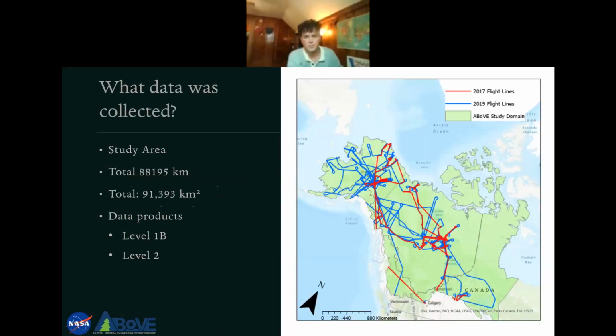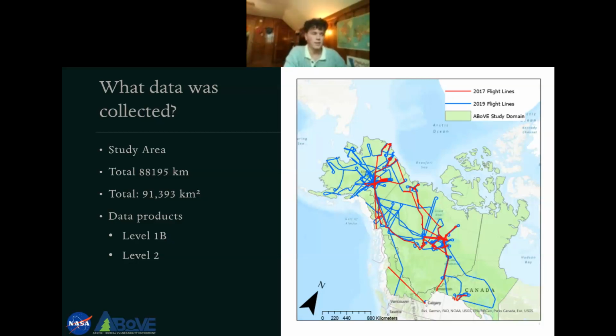So what data has been collected by ELVIS? First, I want to clarify my study area. I've only been looking at the ABoVE domain, going from Alaska to the Canadian Arctic archipelago down to Manitoba and British Columbia. Flights for ELVIS did leave from the continental US, so the sensor did collect some data outside of the ABoVE domain, but my summary is only going to be about the data within the ABoVE domain.